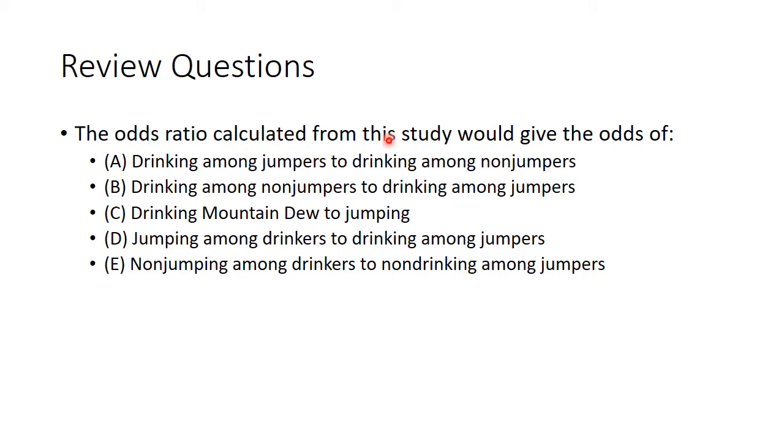So say we're doing an odds ratio, we calculate from the study, it would give the odds of drinking among jumpers to drinking among non-jumpers. It would be drinking among non-jumpers to drinking among jumpers, drinking Mountain Dew to jumping. Because again, what were you dividing what by what? Jumping among drinkers to drinking among jumpers. This is really confusing. Again, I didn't write these questions. This was handed down to me, but they're still fun. Non-jumping among drinkers to non-drinking among jumpers. Isn't this confusing? So what are we trying to say? Based on the study, we know we have our jumpers, we have our non-jumpers. What are we looking at the odds of?